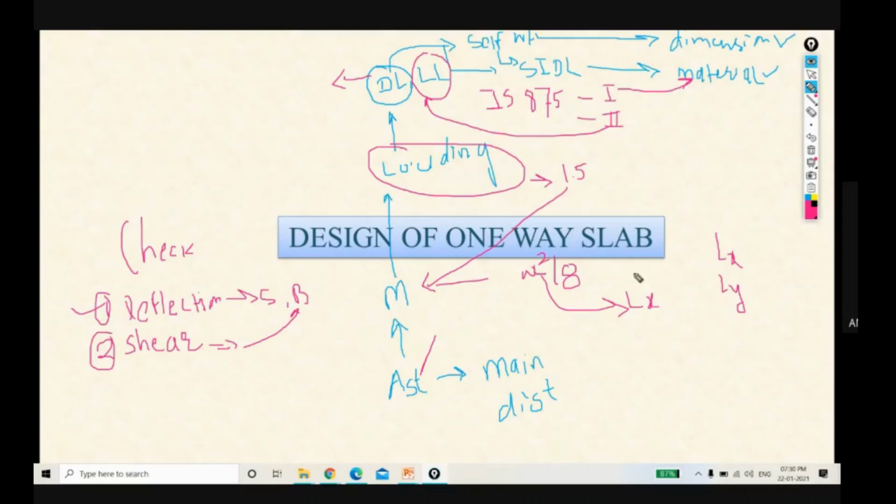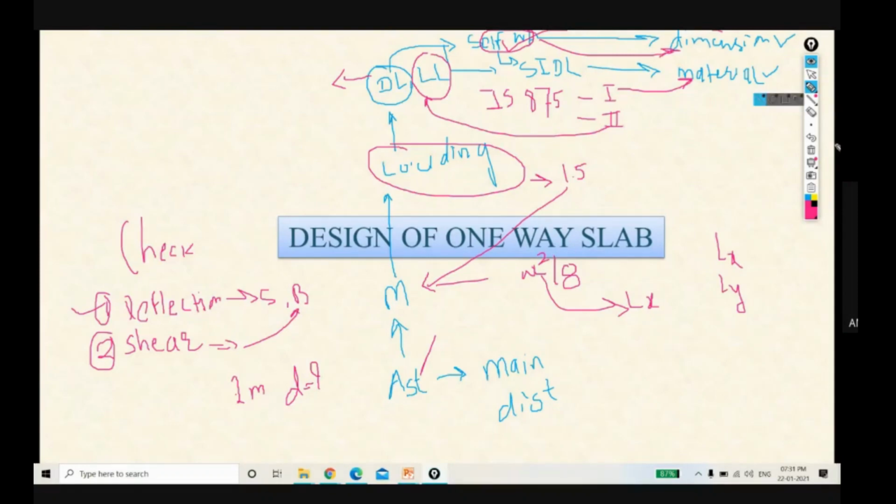Another thing is, while calculating the self weight, first we have to decide the dimension. Whatever design we are doing for the slab, we are considering for a 1 meter strip, which means we always consider the width as 1 meter. The other dimension is the depth, which we initially assume. As per that depth and the 1 meter width, we will calculate the self weight and then finalize our total dead load.